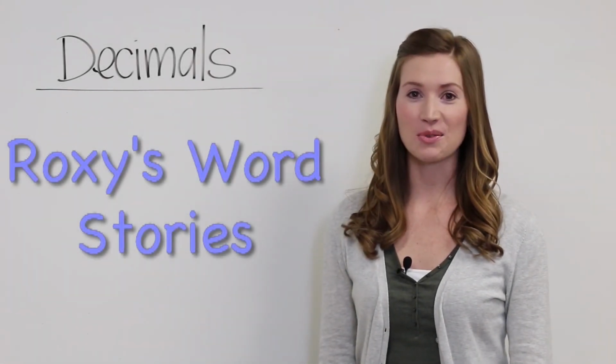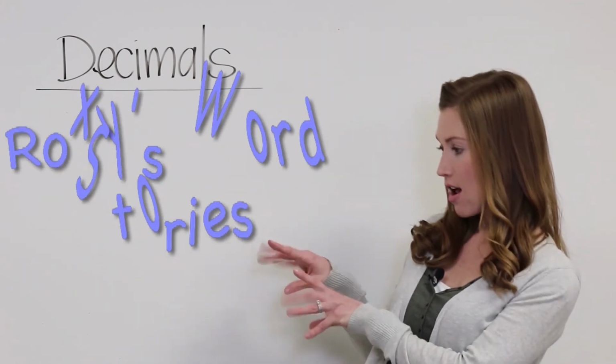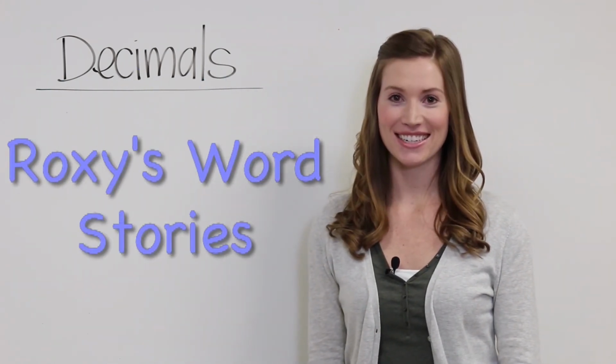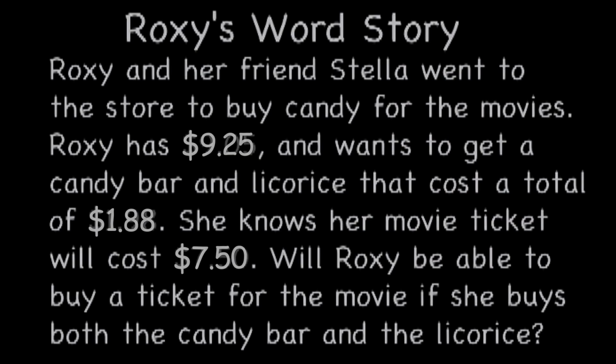It's now time for Roxy's word problem of the day, which we like to call Roxy's Word Stories. Let's read the story together. Roxy and her friend Stella went to the store to buy candy for the movies. Roxy has $9.25 and wants to get a candy bar and licorice that cost a total of $1.88. She knows her movie ticket will cost $7.50. Will Roxy be able to buy a ticket for the movie if she buys both the candy bar and the licorice? See if you can help Roxy with her revelation. Pause the video, and when you've got the answer and are ready to help Roxy, press play. Good luck!